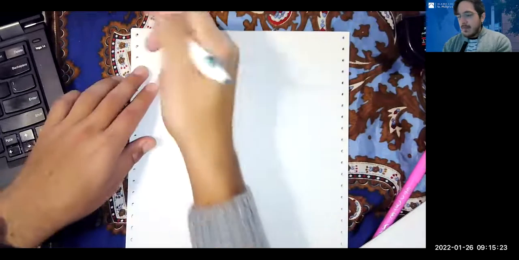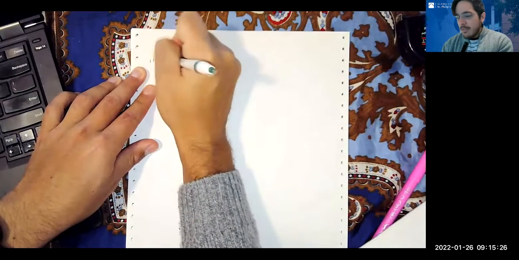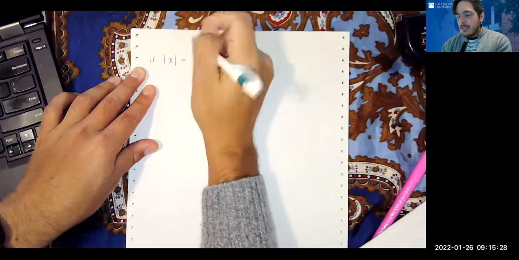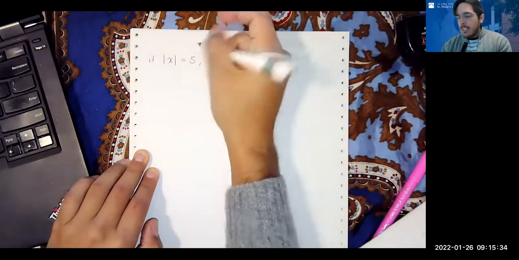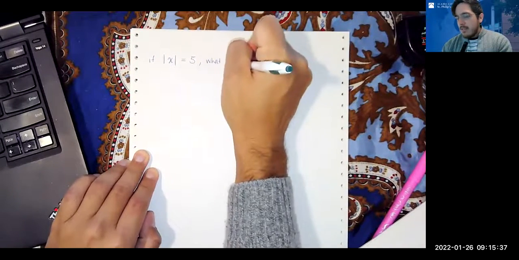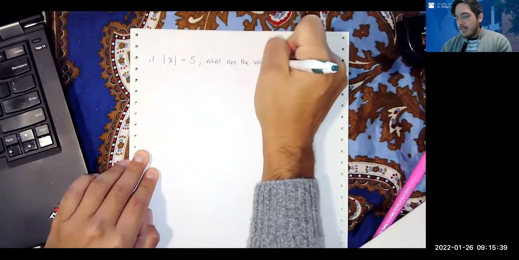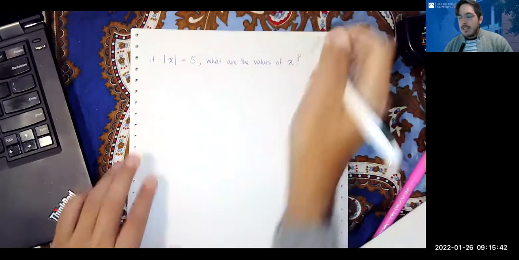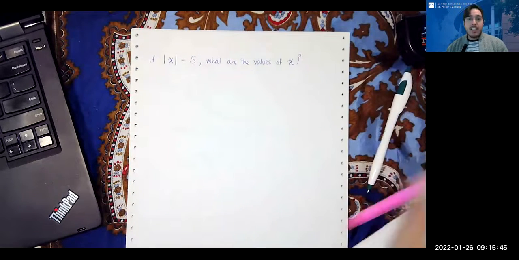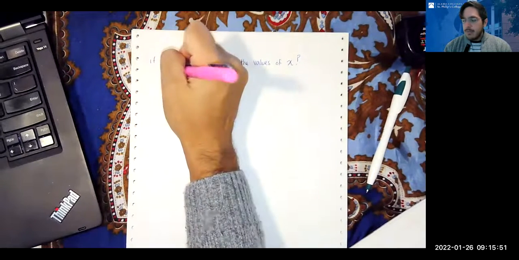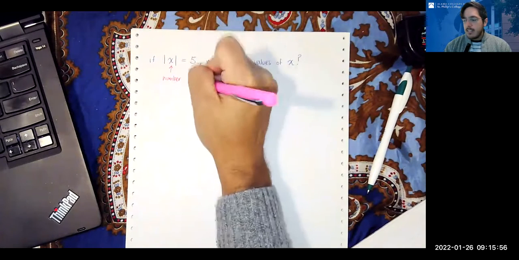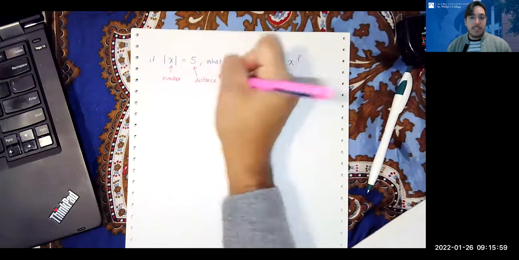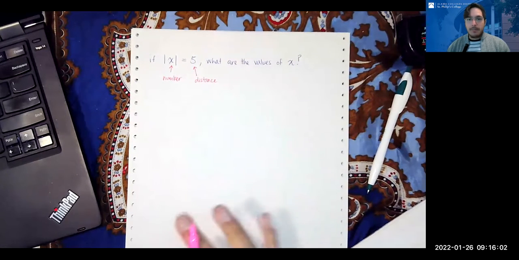Just as a review of last time, we saw some questions that said, if the absolute value of x is equal to, let's say, 5, the question might ask you, what are the possible values of x? In that scenario, you have to be very clear on what they are asking you. They are saying x is a number that has a distance of 5 units from 0. That is our definition of absolute value.